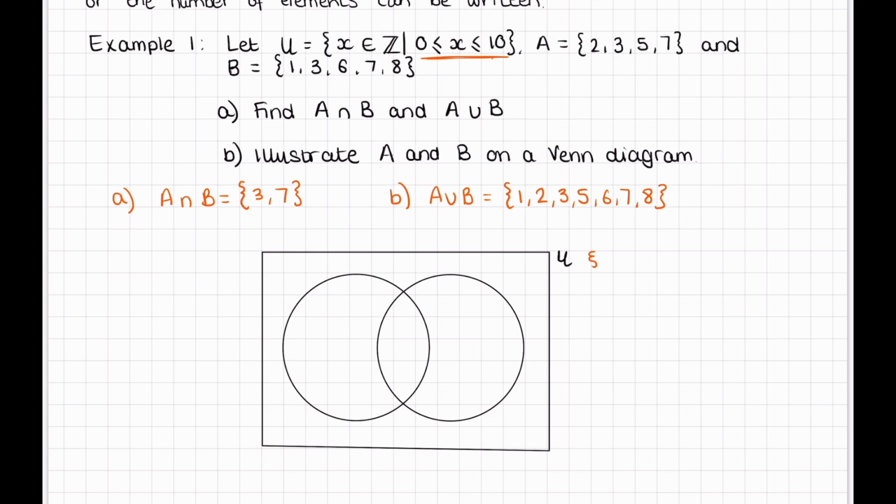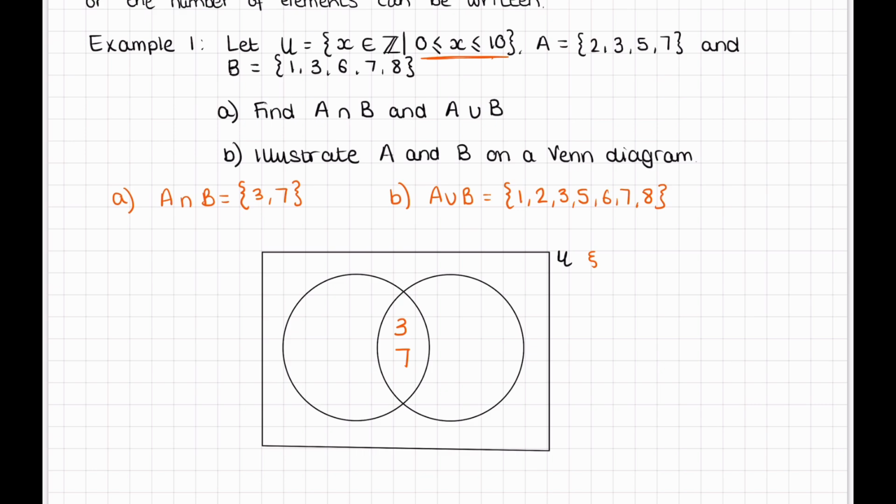Then we're going to start inputting the numbers. Now, when I'm drawing a Venn diagram, I like to start with the intersection and work my way out. So the intersection, remember, is the part that overlaps. And the numbers that we have in the intersection are 3 and 7, which we found in part A. So they're going to go in the intersection because they're in both parts. We only want to put them once in a Venn diagram, so this is the way we do it.